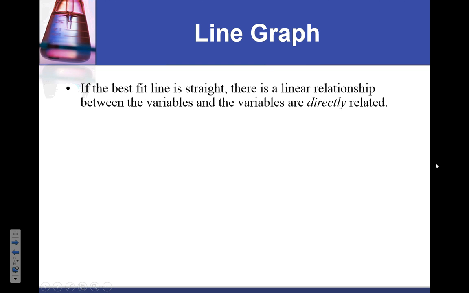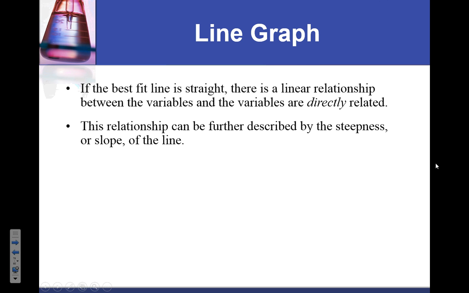Now, if the best fit line is straight, then that means there is a linear relationship between the variables, and the variables are called directly related. I'm not saying it goes uphill or downhill. I'm just saying that when we look at our plotted points, there's a clear best fit line that can be drawn through them. So our dots seem to make a linear relationship. That would be known as a direct relationship.